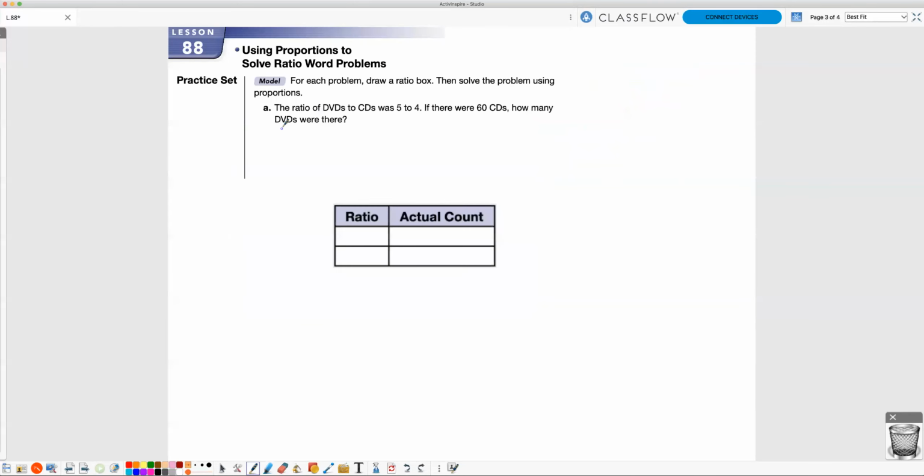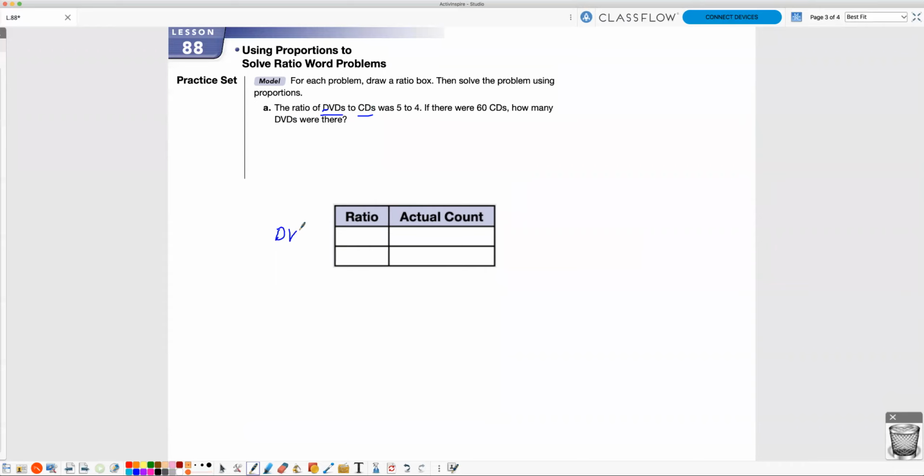All right, let's try this. The ratio of DVDs to CDs was 5 to 4. If there were 60 CDs, how many DVDs were there? So we've got to go in this order. We're going to go DVDs to CDs.